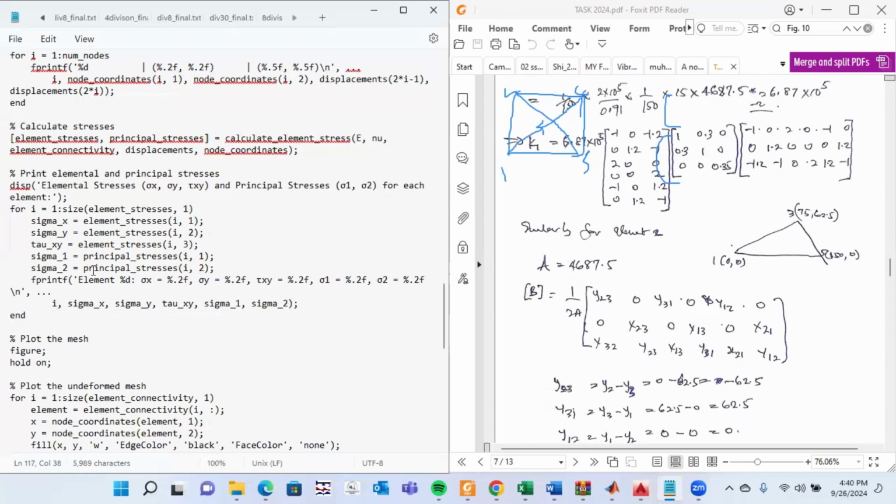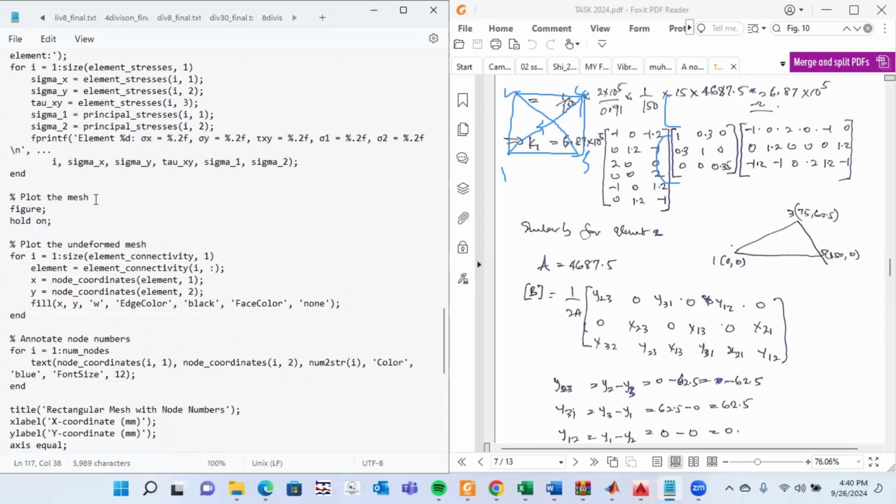I believe you understand. So basically, this one is just trying to calculate the elemental stresses. That is what this guy is doing. The manual calculation is in the textbook. You can go and check it out if you have the time. And if you don't have the time, it's left to you. What else? Plot the mesh.